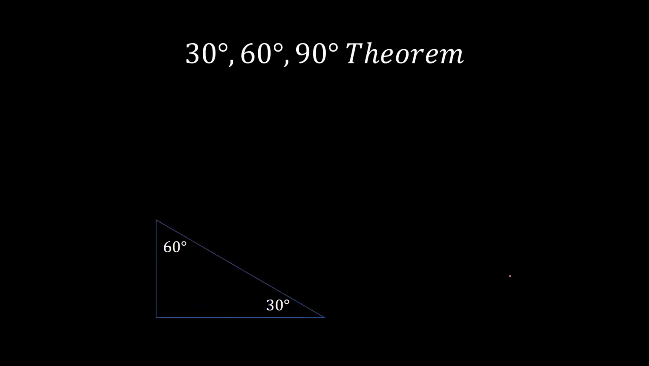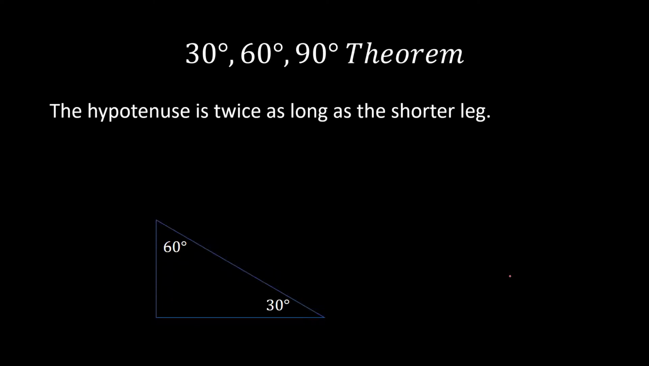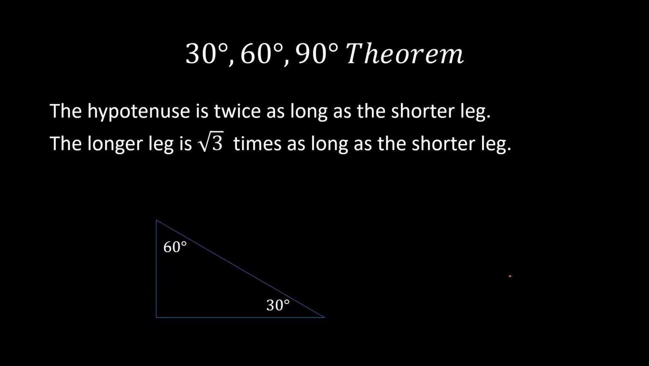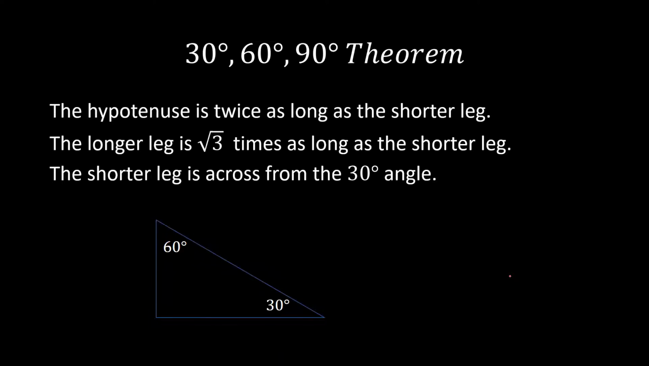Now the 30-60-90 theorem says that if we have a 30-degree angle, 60-degree angle, and a 90-degree angle, then the hypotenuse will be twice as long as the shorter leg. And the longer leg would be the square root of 3 times as long as the shorter leg. And when we say the shorter leg, we're referring to the leg across from the 30-degree angle. So if we take the side across from the 30-degree angle over here, multiply whatever that is times 2, I'm going to get the hypotenuse, and then multiply by the square root of 3 to get the other side.